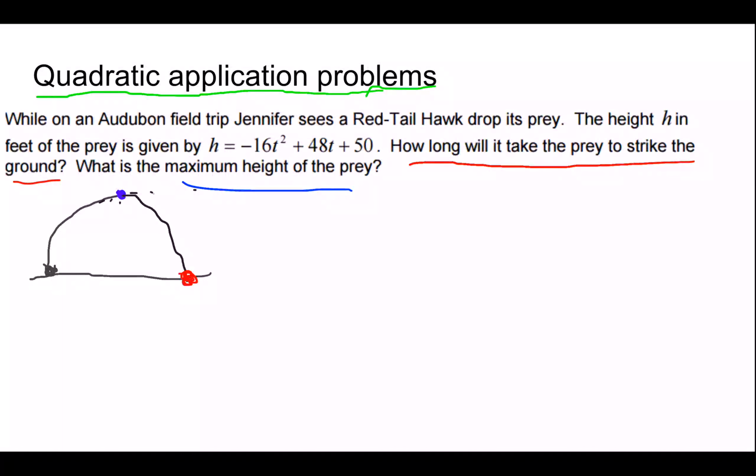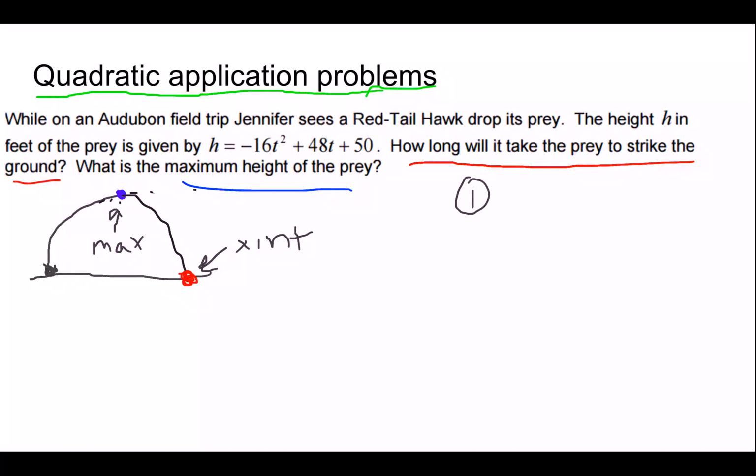So you can see that this makes a very nice arc shape, or parabola. There are two things we want to find. We want to find when it hits the ground, and that would be its x-intercept. We also want to find its max. Let's start by finding its x-intercept, because that's the first thing it wants us to find.